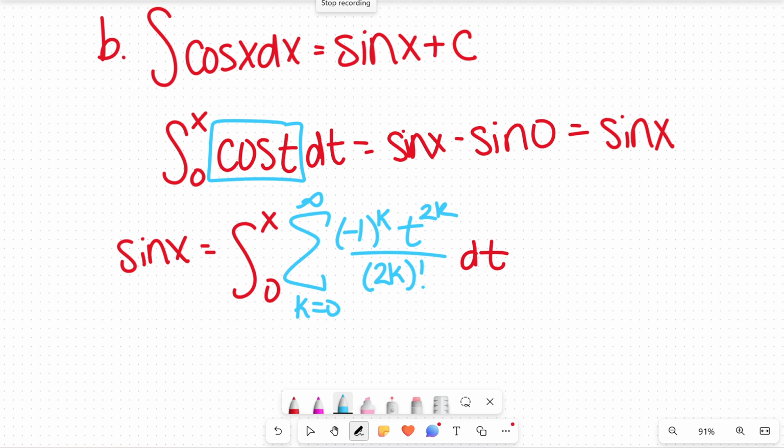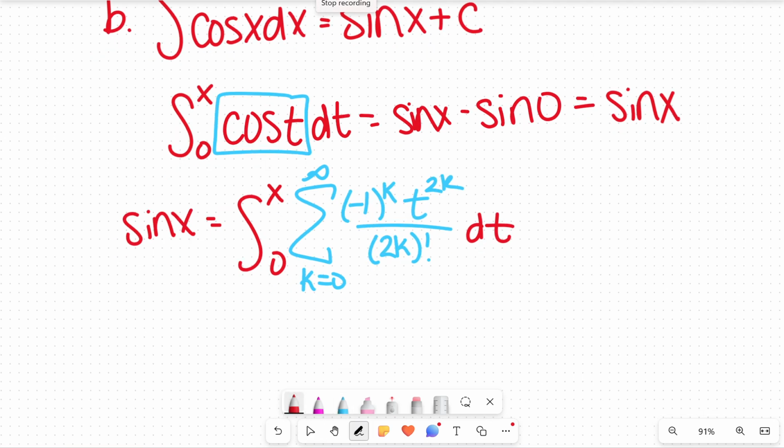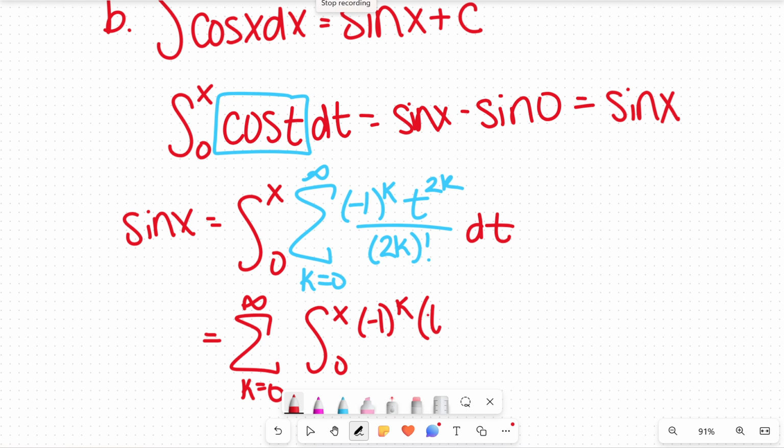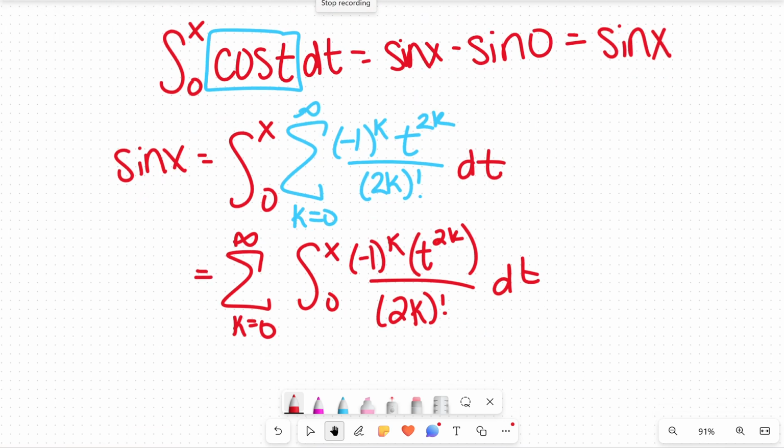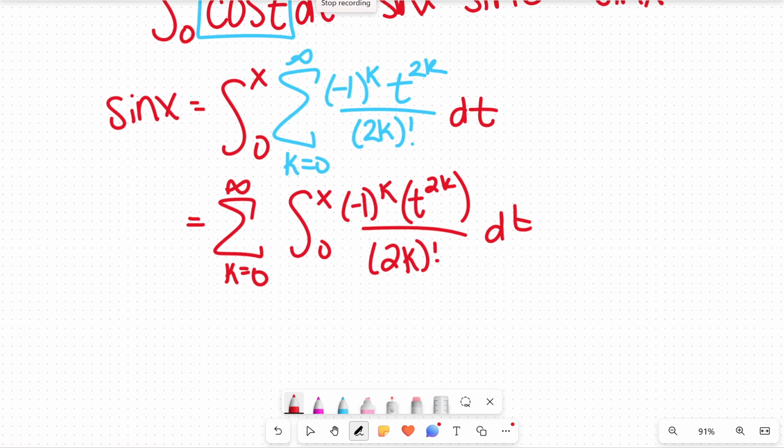Now, if we remember from the last example, we're really only taking care of the t part. We don't really care about anything else. So I'm just going to reverse the order of this. I'm going to put my summation on the outside. So I'm starting at 0 this time, and then I have my integral from 0 to x, negative 1 to the k power, t to the 2k power, over 2k factorial, and then dt. If you want to separate it into the two components like we did last time, you can definitely do that. I'm just going to leave it as 1 for the sake of ease, I guess. So I have infinity, k equals 0.